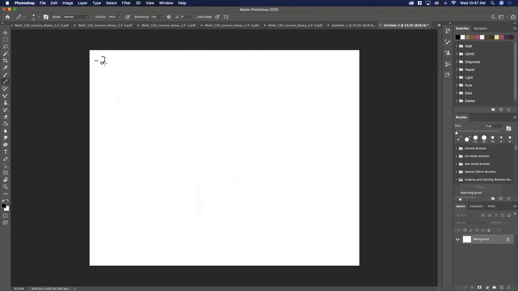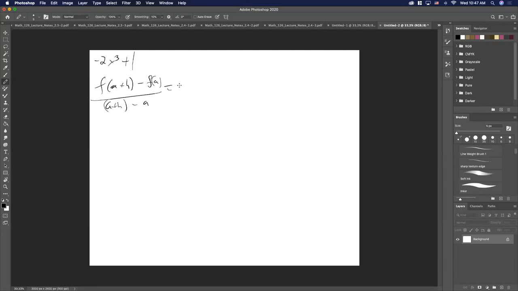So let's do minus 2x cubed. So we'll do something a little bit harder, plus 1. All right, so here we're going to have f of a plus h minus f of a all over a plus h minus a. And so in this case, we're going to have h on the bottom, like always. We're going to have minus 2 times a plus h cubed plus 1 minus the quantity of 2a cubed plus 1.